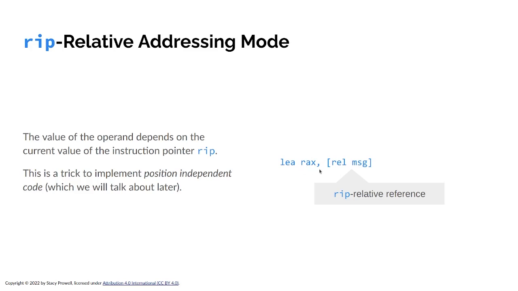And then finally, here's a way of doing RIP relative referencing. This says I want to address the location message, which is probably something within my program, but I want to do it relative to RIP, relative to the instruction pointer. This is a way of doing position independent code, and we'll talk about that quite a bit in a future class.